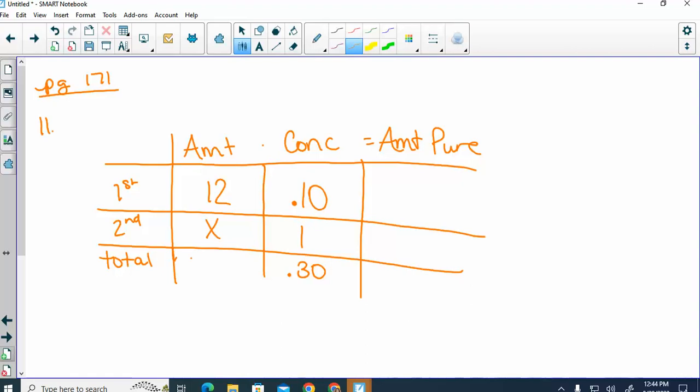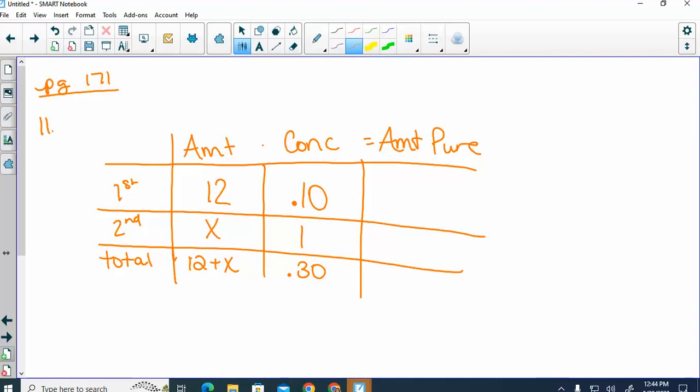What would be the total amount? Just 12 plus X, right? Mm-hmm. And then to get that last column, remember we just saw the formula. It said amount times concentration, so we multiply.